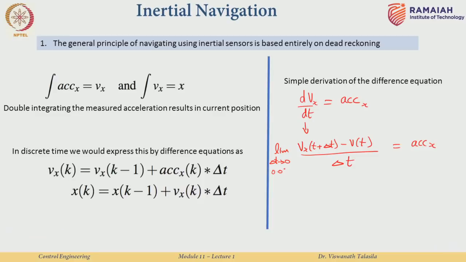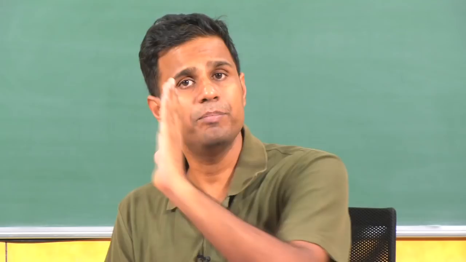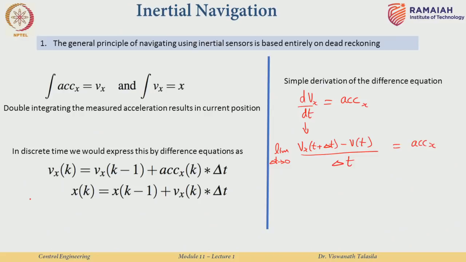It could be 0.01, maybe 0.0001 and so on, but it is never perfectly 0. So let us fix the delta t to a certain value. We will just call it delta t. It could be any number depending on how fast you are able to sample your signal. So we can remove the limit for now because it never really goes to 0, and you are left with this basic expression in discrete time.